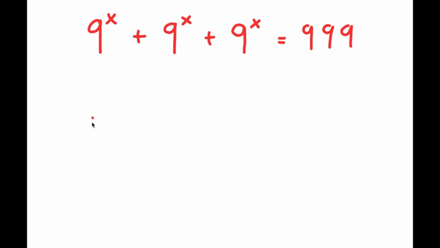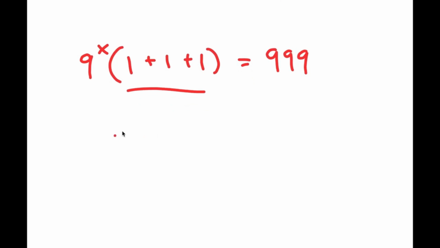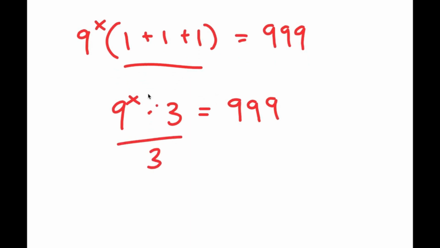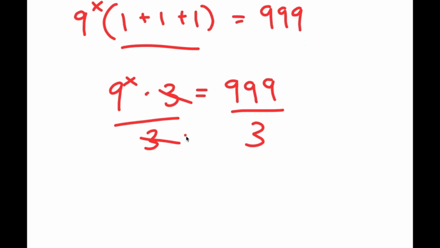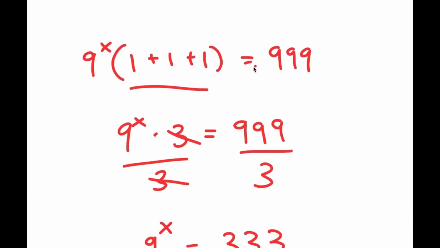Alright, I'm going to start off by factoring out 9 to the power of x from my left-hand side, because all my terms are 9 to the power of x. And from here, 1 plus 1 plus 1 is going to be 3, so I get 9 to the power of x times 3 is equal to 999. So now I can divide both sides by 3 so we can isolate x. So now I get 9 to the power of x is equal to 999 divided by 3, which is 333. So now we have a much simpler equation from what we started with.